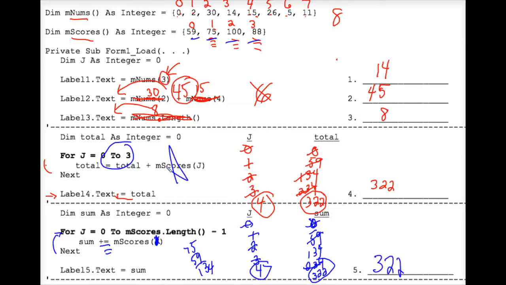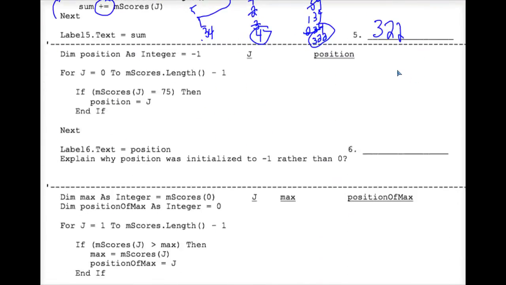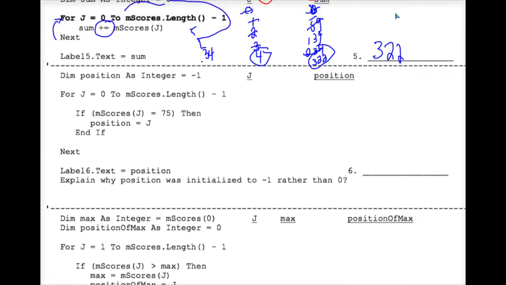In fact, this code segment here is the same as this code segment, only instead of having a 3, we have M scores length minus 1. And instead of having our assignment statement written out this long way, total equals total plus, in this exercise here, we used the shorter plus equals sign. Just do the same thing we were doing up there. The same answers, just a different way of doing it, and nobody gets extra credit. They're both good. Okay, let's take a look at the next code segment.